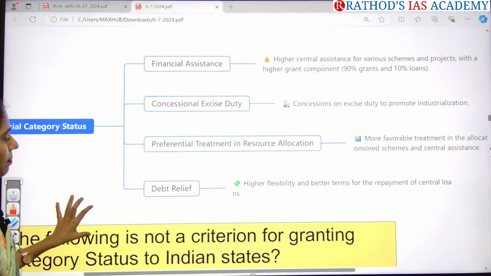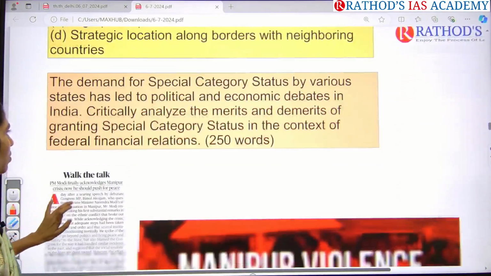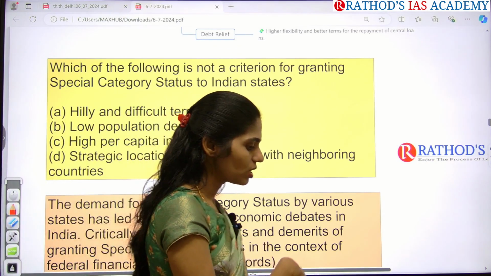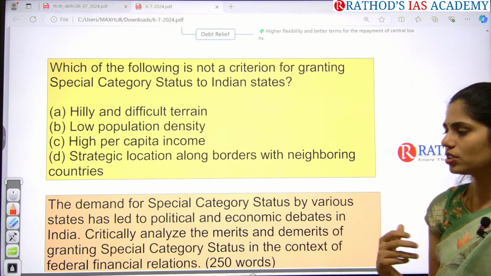And there is one mains practice question, guys. Try to answer this mains and also the prelims question. First, let us see the prelims question. Which of the following is not a criterion for granting special category status to Indian states? I gave you 5 points, and 1 point out of these 5 is not a criterion. Which is that point? Please let me know your answer in the comment box.